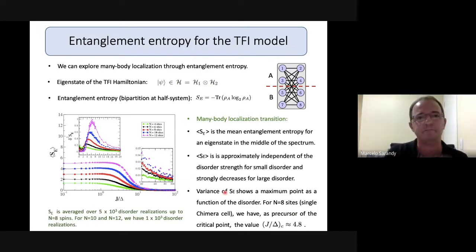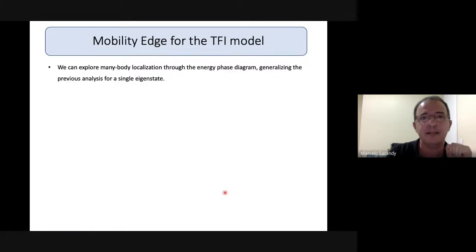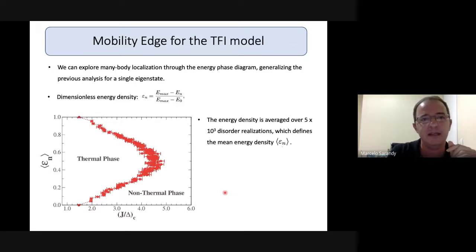So now, this is one way to characterize the transition, but we can provide further evidence of it, right? First, we can explore the other eigenstates, not only the eigenstate in the middle of the spectrum, but we can look at all the others, right? And this is what is called the mobility edge. So we define a dimensionless energy density here, and we plot the maximum of the variance as in the inset of the plot in the last slide.